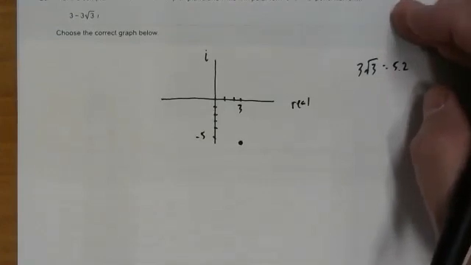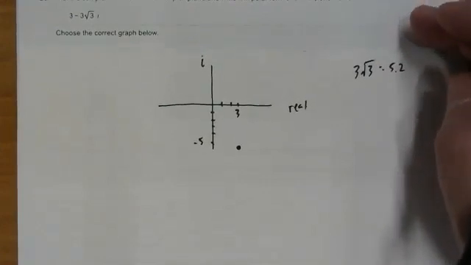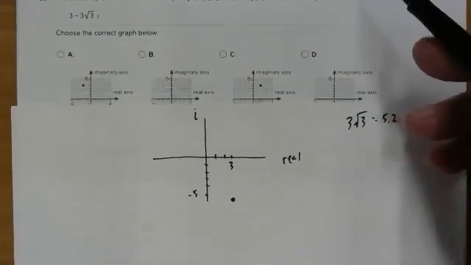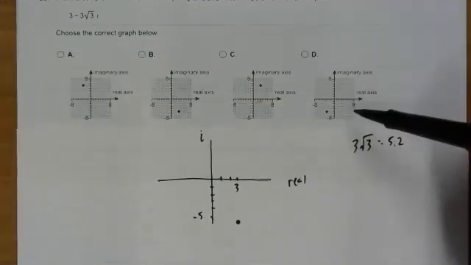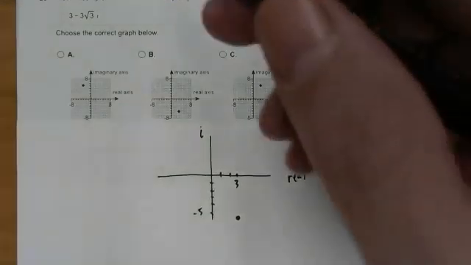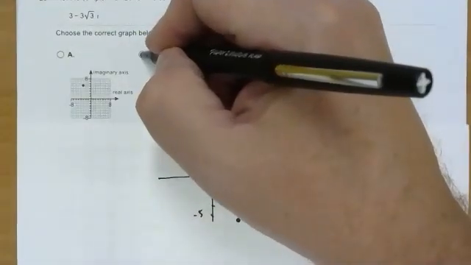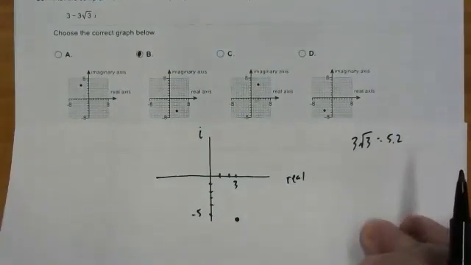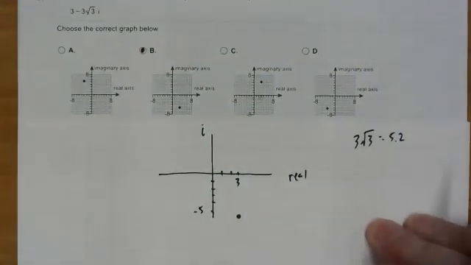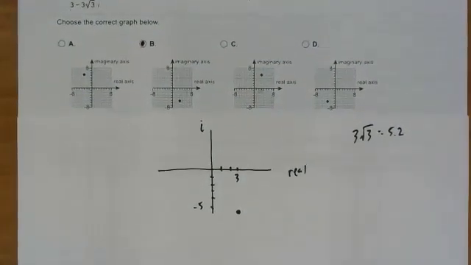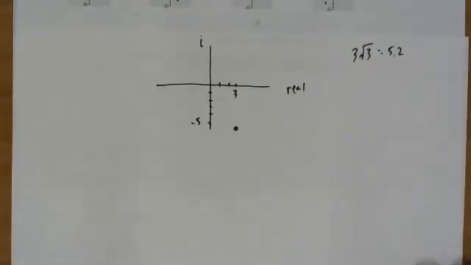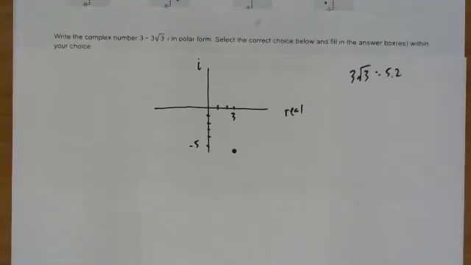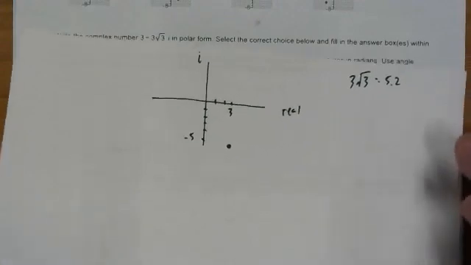Now they give us choose the correct graph below. Looks like it should be B. I'll just tell you what the answer is. And the answer is B, so that's correct. And then they say, write the complex number in polar form. Select the correct choice below.